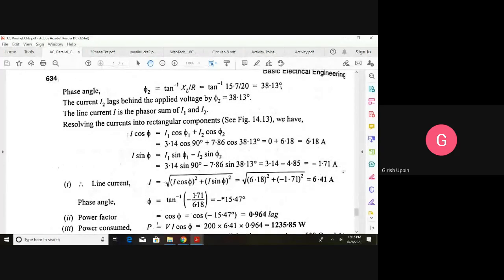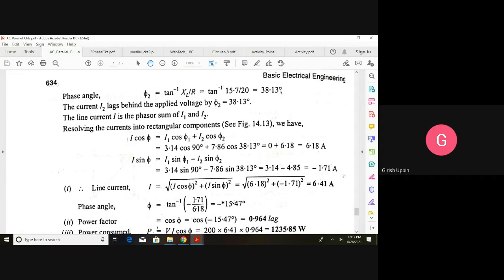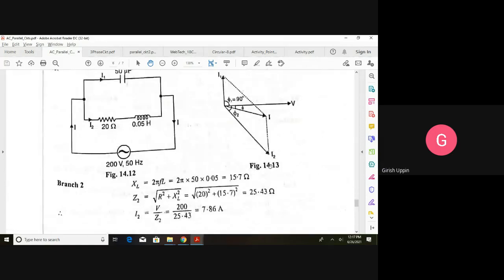Total current is what? Square root of I cos phi square plus I sin phi square. You get it as 6.41 amperes. And what would be the new phase angle? The new phase angle would be tan inverse of I sin phi divided by I cos phi. I sin phi is minus 1.71 divided by I cos phi, 6.18. We get it as 15.47 degrees. Now the resulting current is this, and this angle is 15.47.